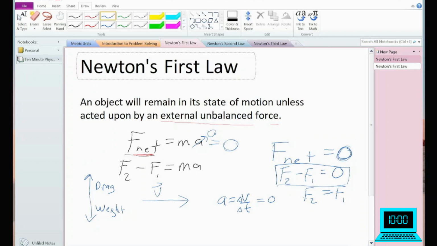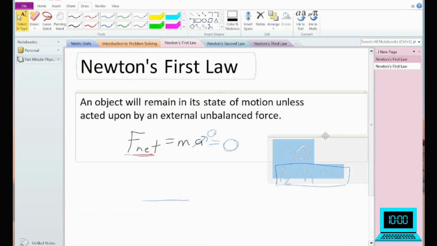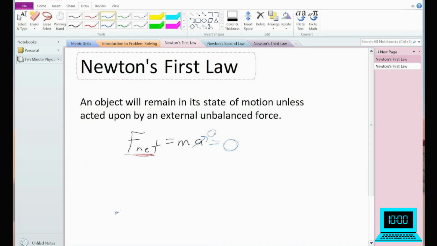I guess there's one other example we could talk about for external unbalanced forces, and that might be if you take a look at the two-dimensional nature of an object being thrown in an arc. What could you say about that? So you've got an object that's been thrown, it usually arcs up and then falls back to the ground or it's caught or something.